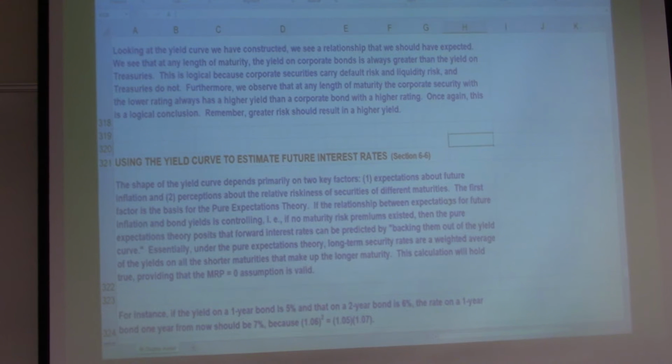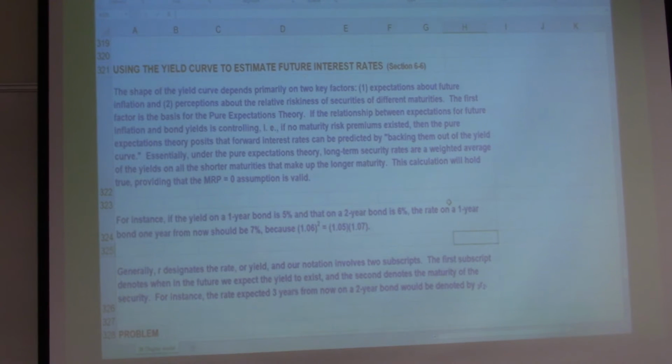You can read about how to do that. It's just like you use it to predict the future interest rate. That's another goal of the yield curve. The yield curve is how you predict the future interest rate.